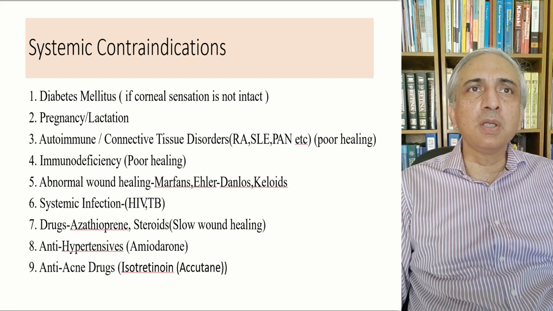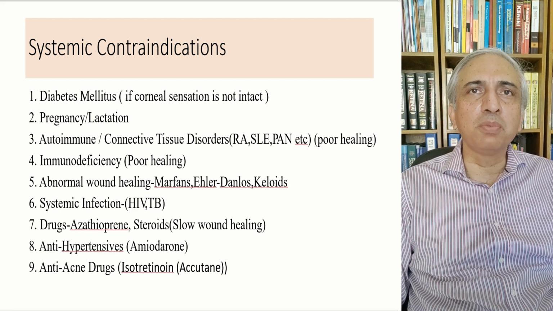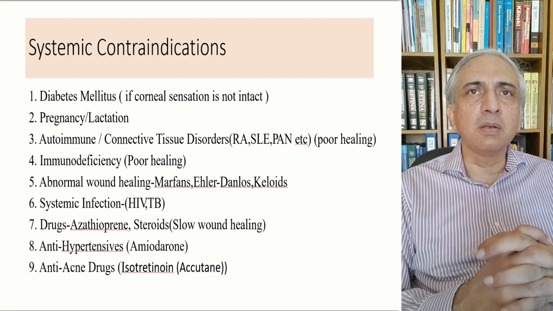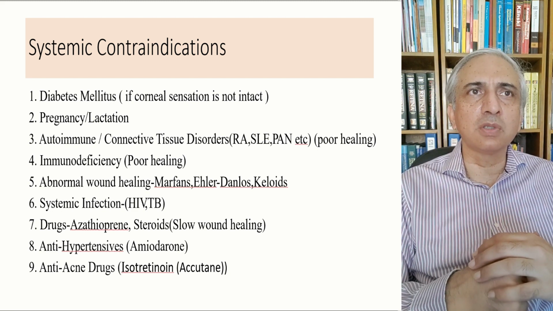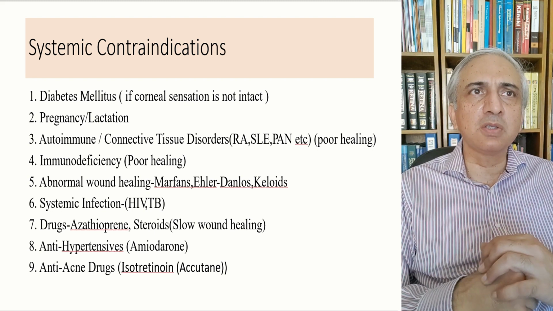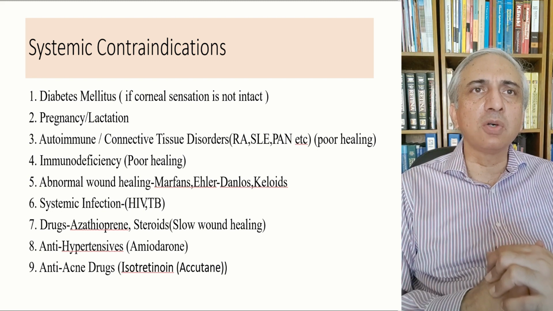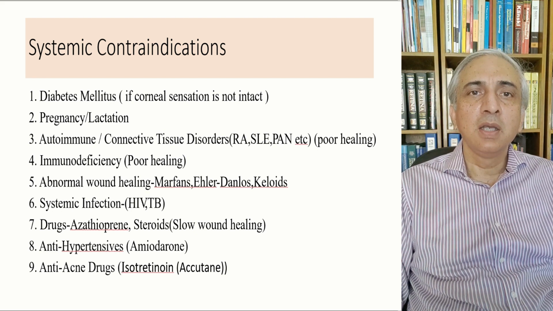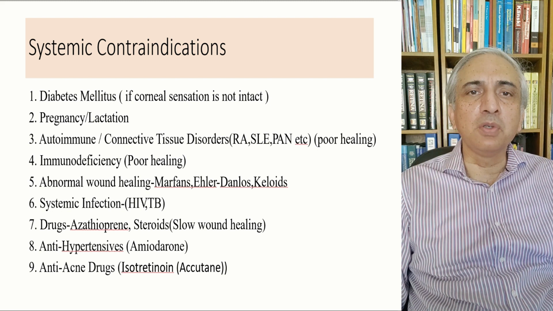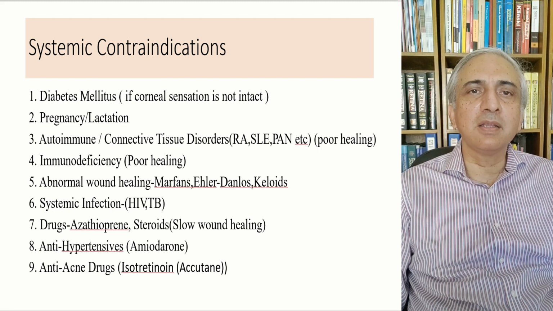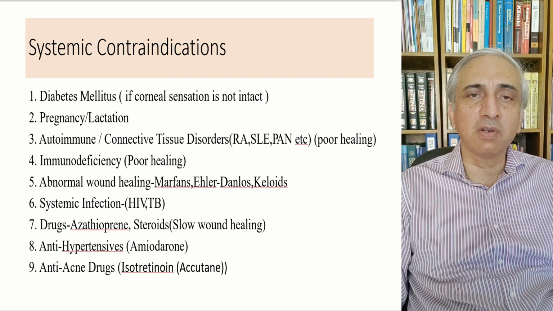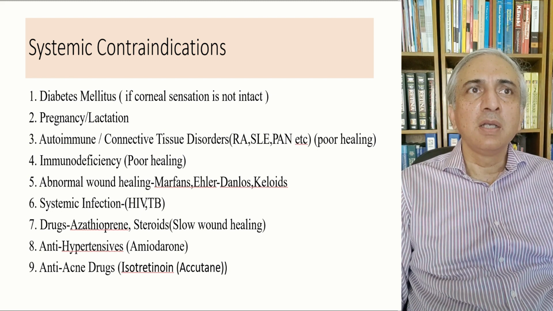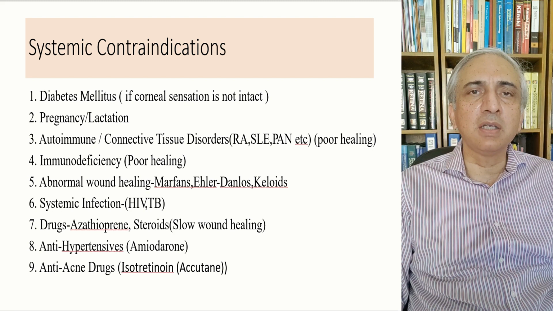Then you have autoimmune connective tissue disorders, because they've got poor healing, including rheumatoid arthritis, SLE, polyarteritis nodosa. Then you have immune deficiency disorders. Abnormal wound healing is also seen in Marfan syndrome, Ehlers-Danlos syndrome, and keloids. Keloids tend to produce excessive healing. They tend to produce more haze after cataract or refractive surgery. So they are absolutely contraindicated. Systemic infections, HIV and tuberculosis.